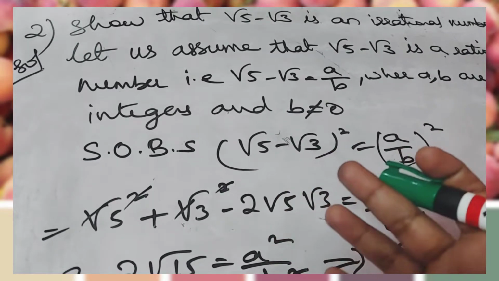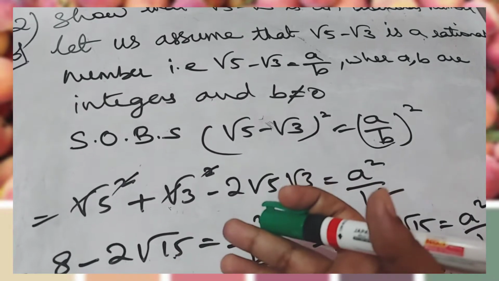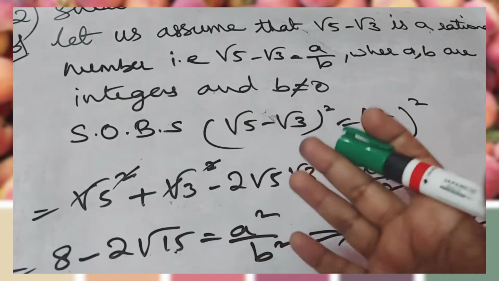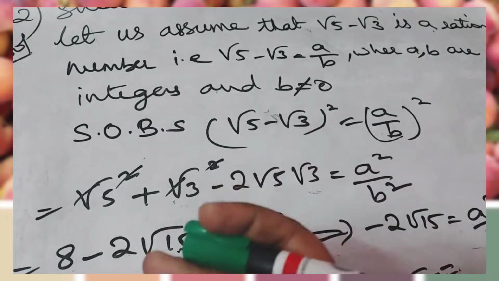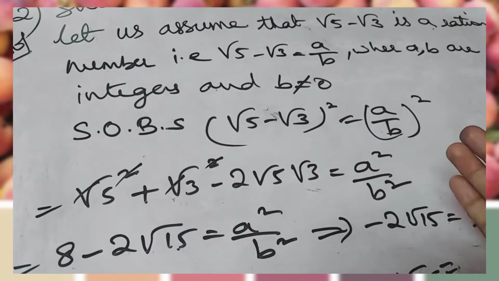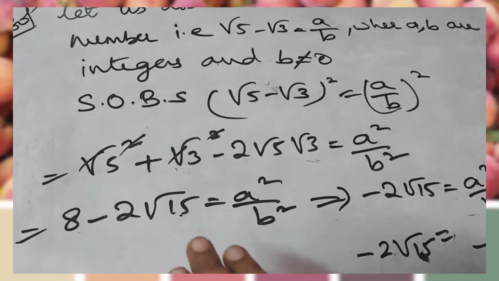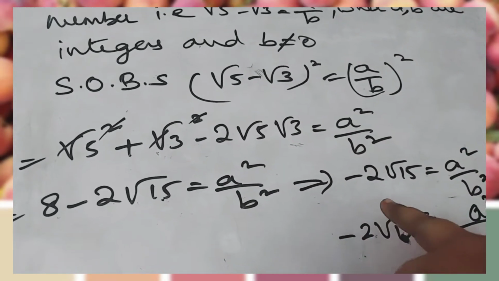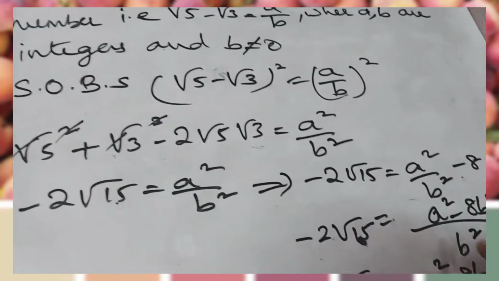Root 5 minus root 3 whole square is equal to a by b whole square. It is the formula of a minus b whole square: a square plus b square minus 2ab. So root 5 square plus root 3 square minus 2 root 5 root 3 is equal to a square by b square. 5 plus 3 is 8, minus 2 root 15 is equal to a square by b square. This 8 moves across and becomes minus 8.